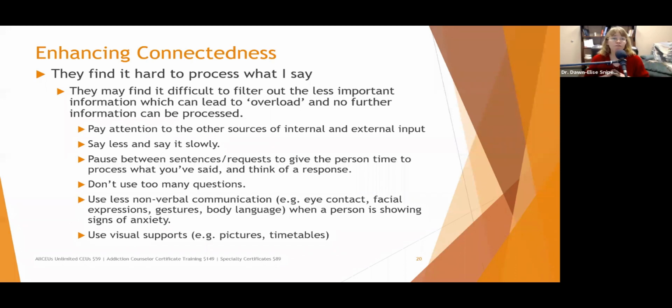Use less nonverbal communication like eye contact and facial expressions when a person is showing signs of anxiety, because that can be overwhelming. If you insist on continuing to get down and make eye contact, they may be averting their eyes for a reason. So, once you have their attention, it's important to give them the space they need emotionally and physically. And use visual support such as pictures and timetables and graphs and things. Whatever, 2-year-olds are not reading yet, so you're going to need to use more pictures than for older children, where you may be able to use schedules.